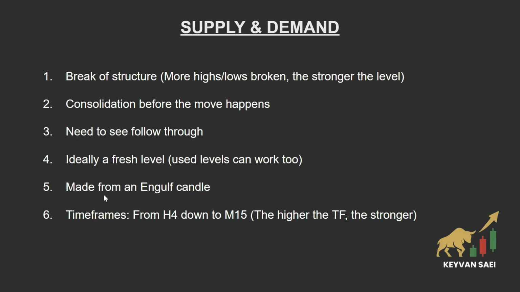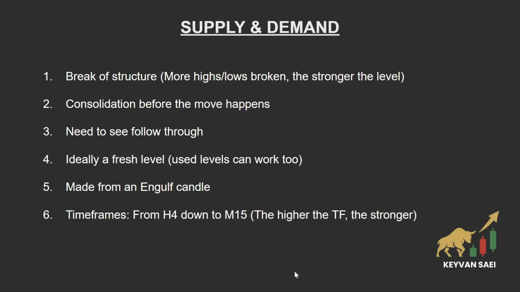Now, point number five is it has to be made from an engulf candle. Okay, this is really important. It just has to be made from an engulf candle, a strong candle without too many wicks on the top side if it's a demand, or if it's a supply on the downside. You really have to see a lot of strength in that engulf candle, a lot of aggression after the origin, after the consolidation at the origin. And then the time frames, well, you can draw them basically from the H4 down to the M15. And obviously this goes without saying, the higher the time frame the level is, well, obviously the stronger it is.